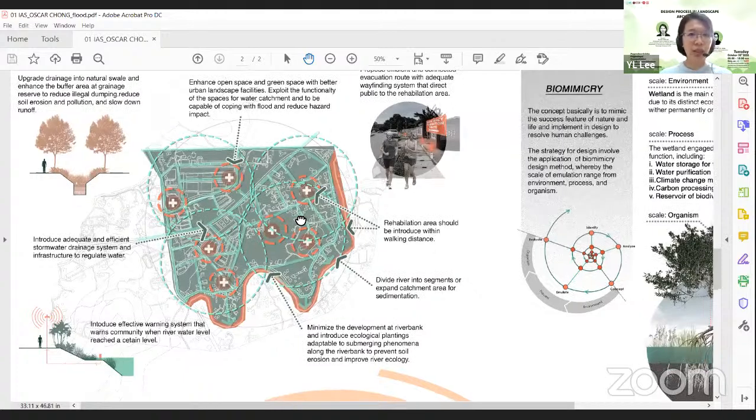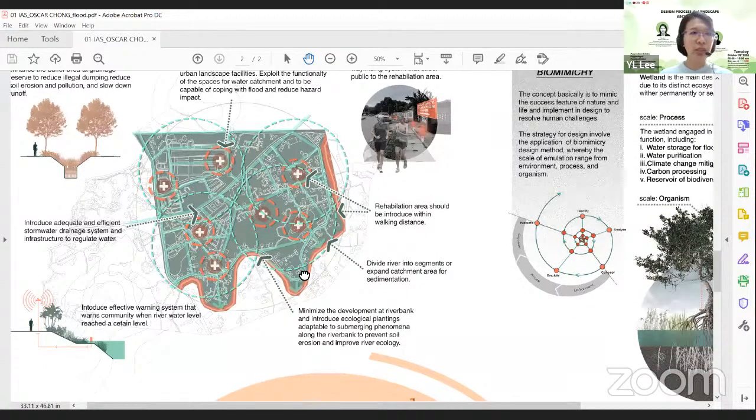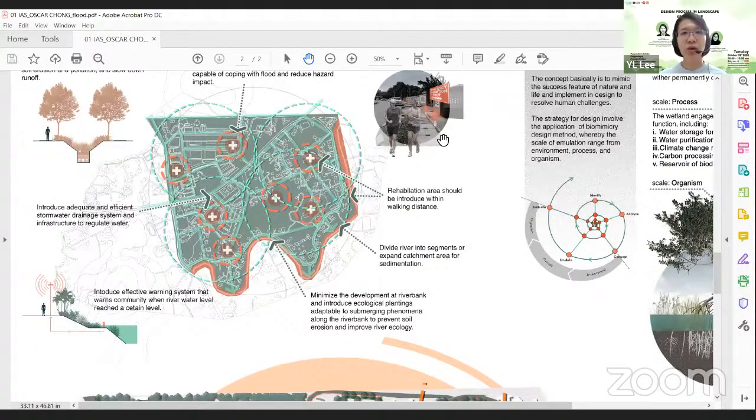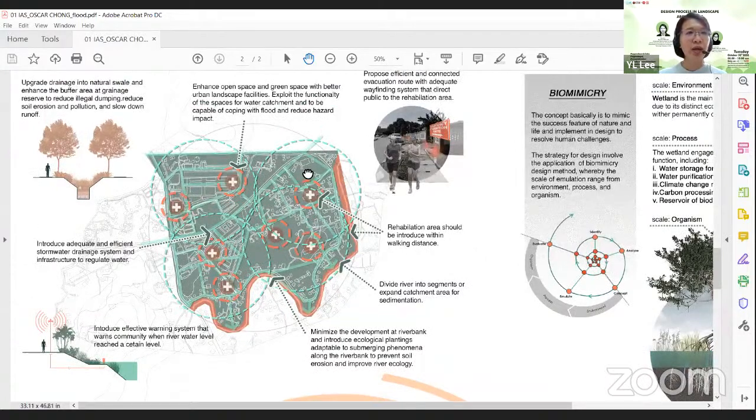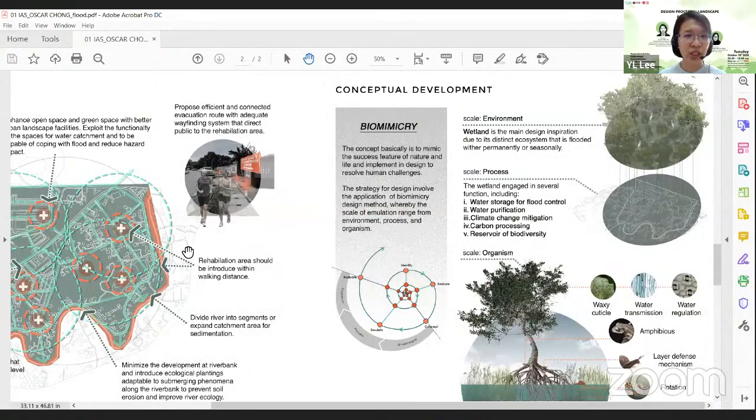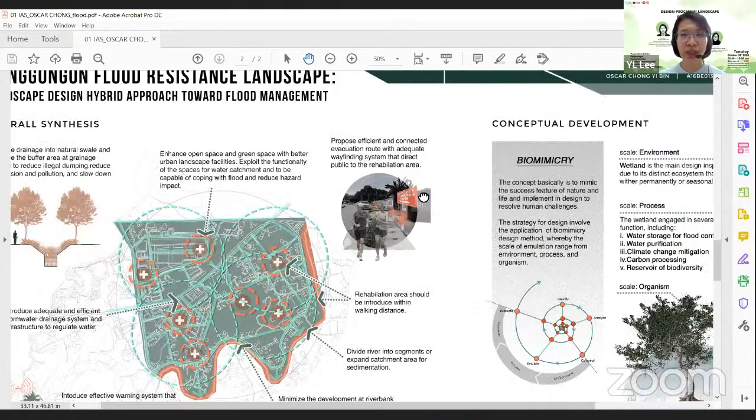It depends on the student's creativity, so you can see what you want to show on the maps. And just now I spoke about the concept. Once you have a good synthesis idea, you know what action to take for each part of the area on the map, then you can write a simple concept.